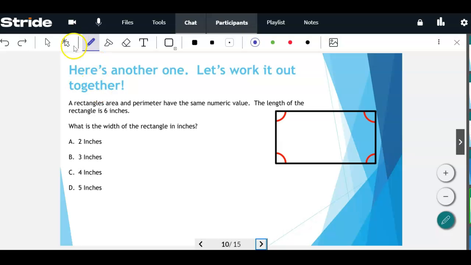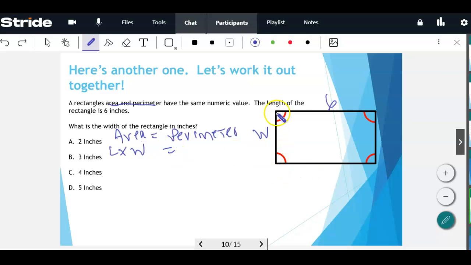All right, here, this one, it says a rectangle and area have the same numeric value. The length of the rectangle is 6. What is the width? Okay, so you will have one on the test like that. So let's make sure we understand that this is 6. We are looking for the width. Now, it says the area and perimeter have the same value. So area is equal to perimeter. Now we need to know what those formulas are. So area of a rectangle is length times width.